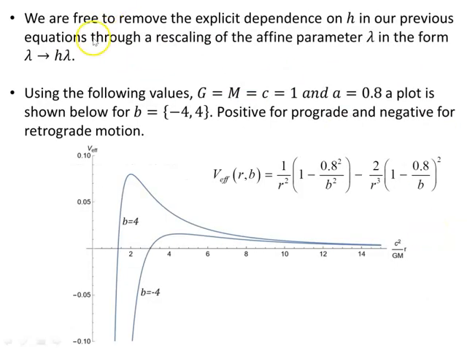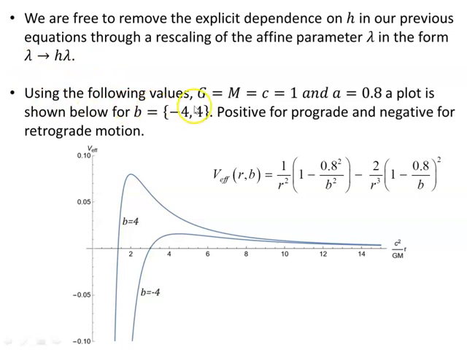Another thing too, we are free to remove the explicit dependence on h in our previous equations through a rescaling of the affine parameter lambda, replacing lambda with h times lambda to produce a new affine parameter, perhaps lambda prime or something. So we can absorb the h into the affine parameter lambda to produce a new parameter.